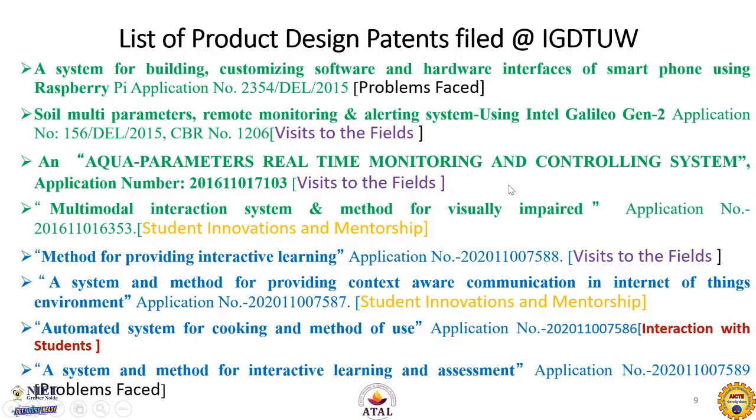So you could see the problems faced. My own problem statement was there. Then the second one, visits to the fields and soils, and there was an interaction, and aquaculture also had visits and interaction. You could see what led me to do this product design. These are the 4 approaches I have been trying to explain. I will try to cover a few more of them in detail in the rest of the presentation.